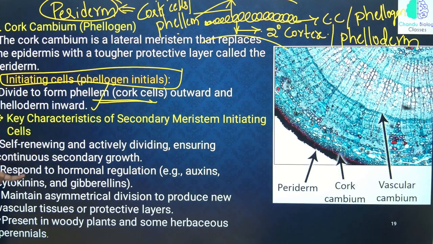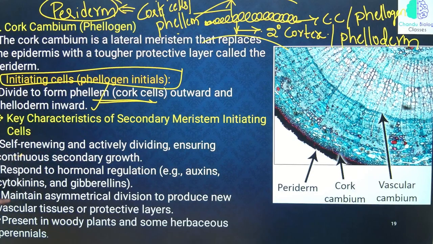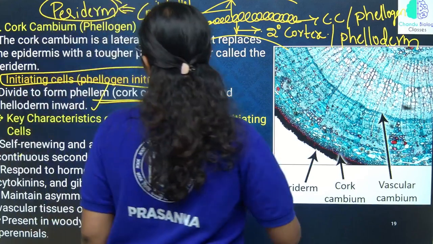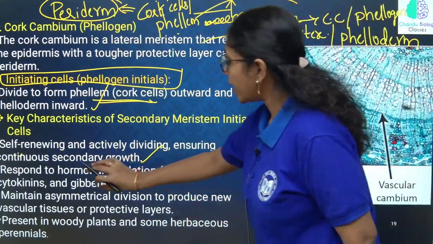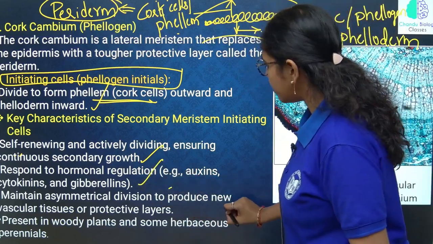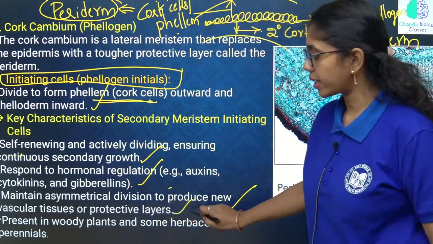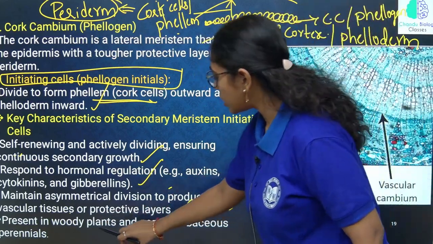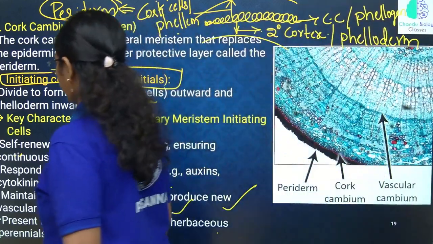The key characteristics of these cork cambium initiating cells are that they are self-renewing and actively dividing to ensure continuous secondary growth. Secondly, they respond to hormonal regulation and maintain asymmetric division to produce vascular tissues or protective layers, and they are present in woody plants and some herbaceous perennials also.